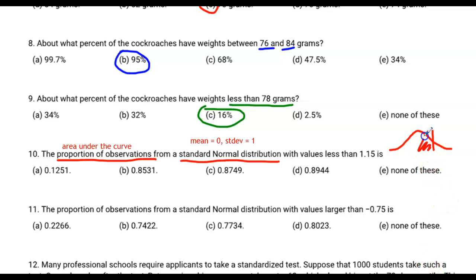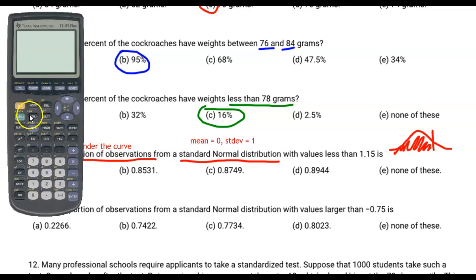We can easily use the calculator to figure this out. Let's bring the calculator back. I'm going to use the normal CDF, which is under distributions. The normal CDF uses 4 different arguments. The first argument is the lower bound. In this case, the lower bound goes all the way down to negative infinity, but there's no negative infinity button on the calculator, so I'm going to use negative 10 to the 99th power. The upper bound is the value that we're supposed to stop at. We're looking for all the values less than 1.15, so once we get to 1.15, we stop. So 1.15.